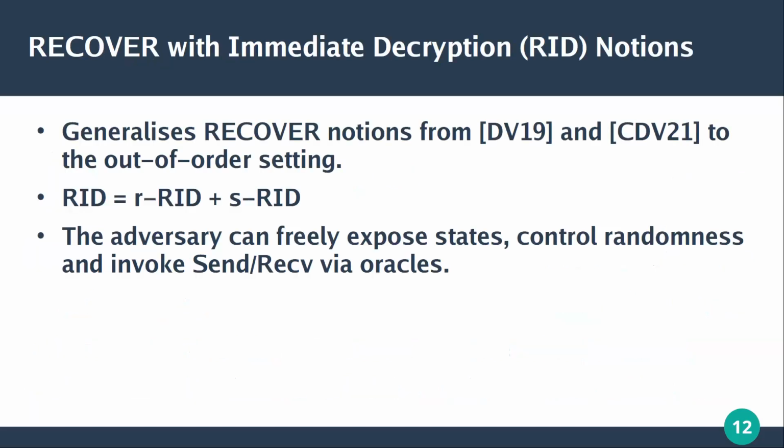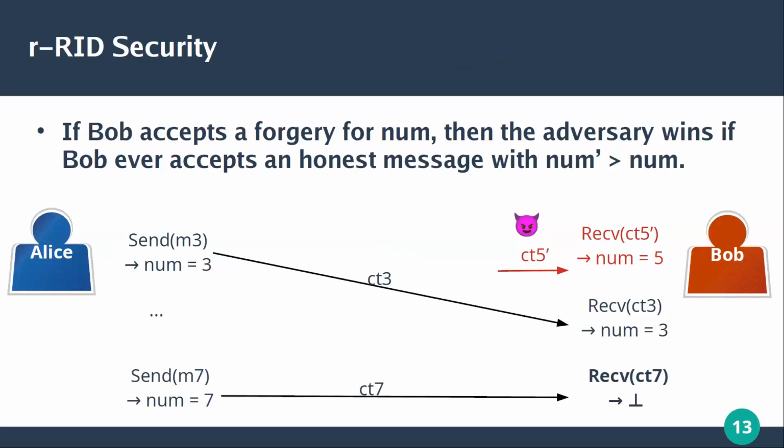Good. So we then look at the recover notions with immediate decryption. We of course generalize the previous work to this setting. In our notions, I'd like to emphasize that the adversary is free to expose the state and the randomness of other parties arbitrarily. So our guarantees are with respect to an all-powerful adversary, which is of course stronger than what you can get with forward and post-compromise security. So the first one is this R-recover notion. What can we guarantee now? Of course, the main difference is that we don't have messages that are in order anymore.